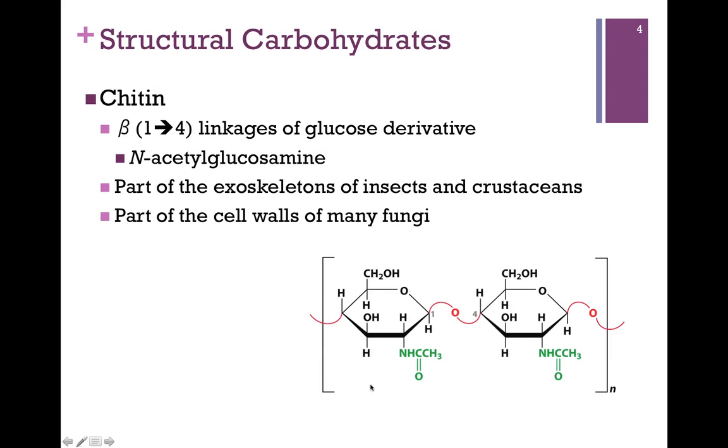So again, the same beta 1,4 linkages that contributed to the strength of cellulose, and now we have this modification, this derivative of a sugar. This is part of the exoskeletons of insects and crustaceans, a very rigid, very strong structure. It's also the part of the cell walls of many fungi.